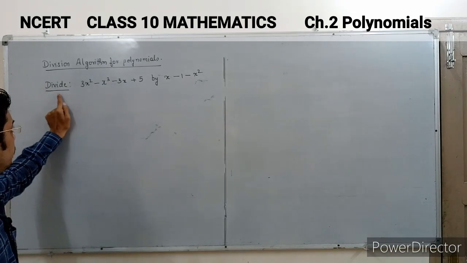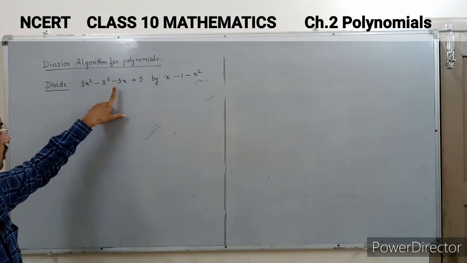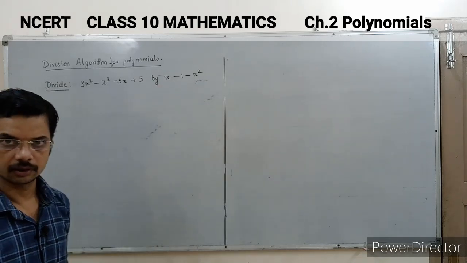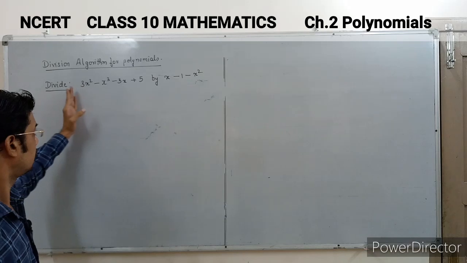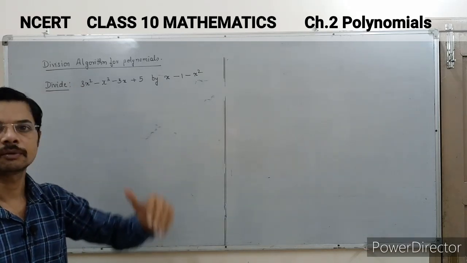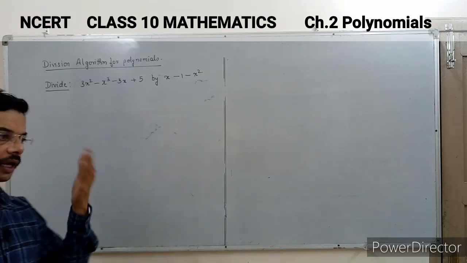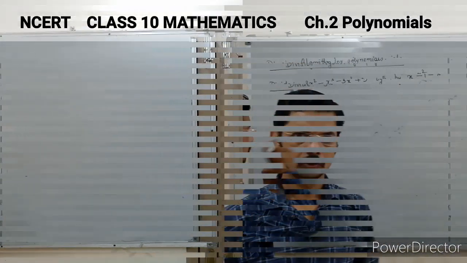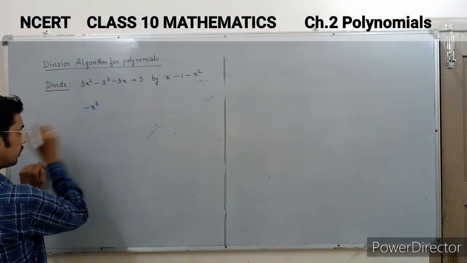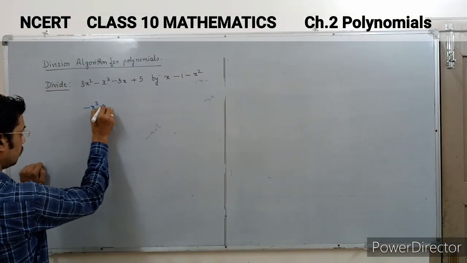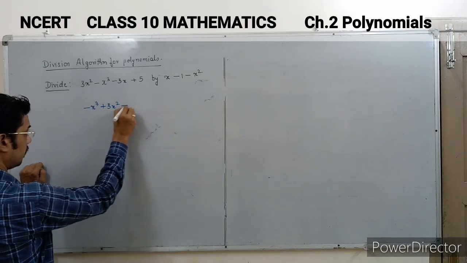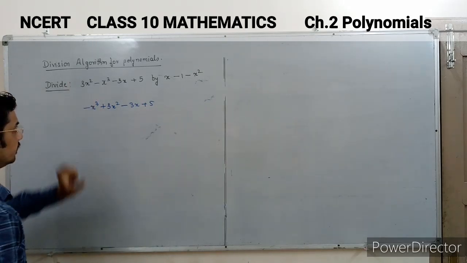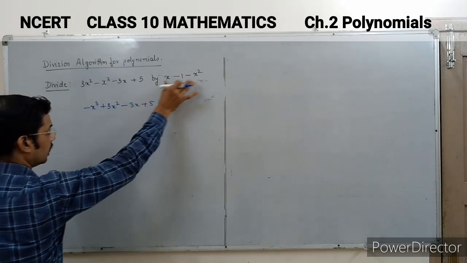Okay, so divide 3x square minus x raised to 3 minus 3x plus 5 by x minus 1 minus x square. So here the polynomial is not written in a proper order. Generally we write from the highest degree to the lowest degree. So that is customary, that is what we do. So we will rearrange the terms: minus x raised to 3 plus 3x square minus 3x plus 5. This is the dividend polynomial. Divide this polynomial by this polynomial.